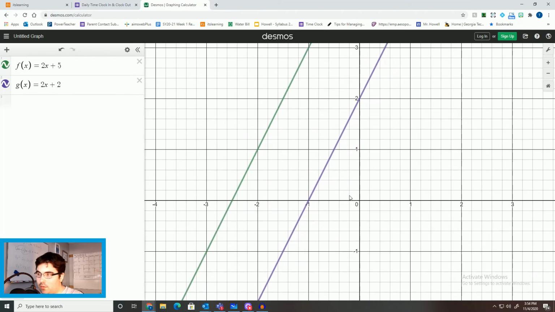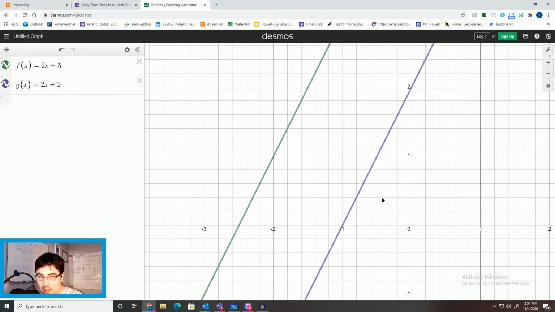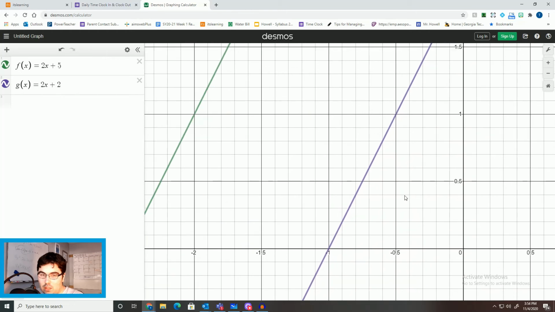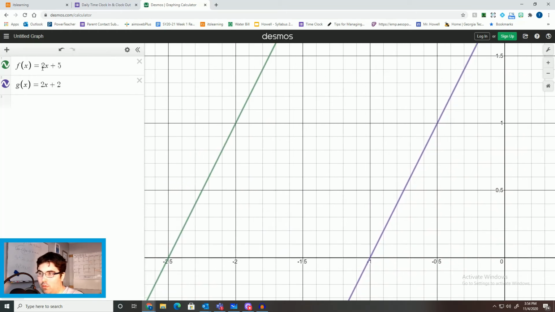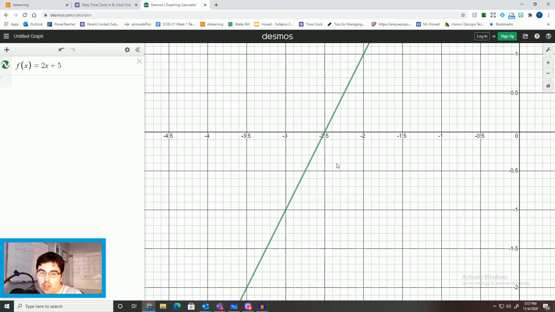In this case, we call these parallel lines because they had the same slope. And in fact, if this was our system of equations, f of x being 2x plus 5 and g of x being 2x plus 2, if both of your equations in a system of equations have the same slope, they have no solution because there's no point of intersection for them to have a solution. There is a third possible scenario that can occur.